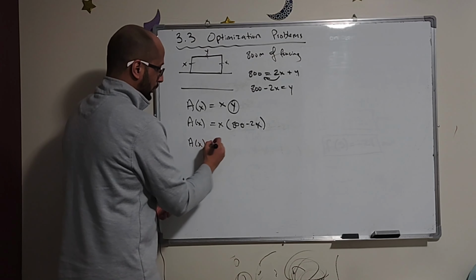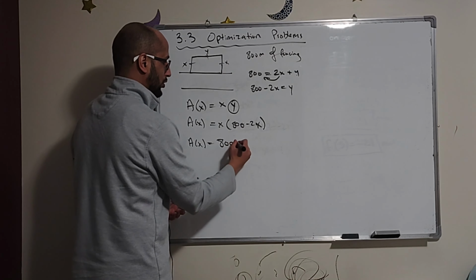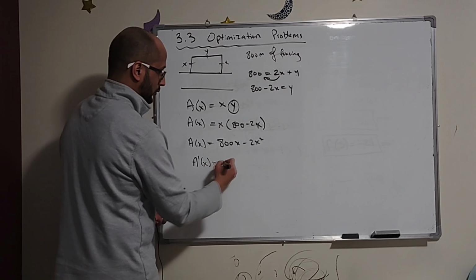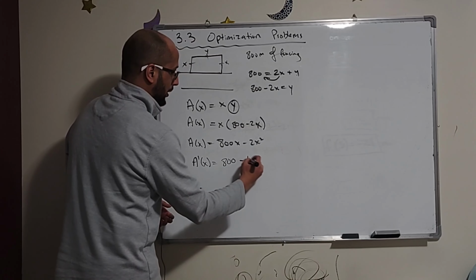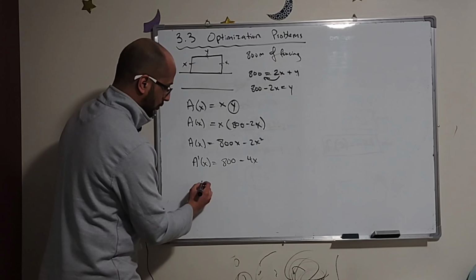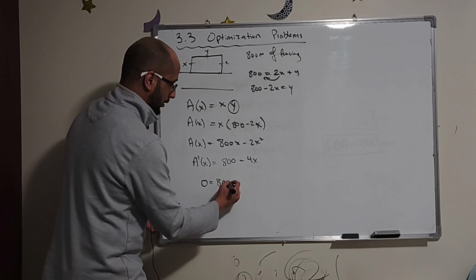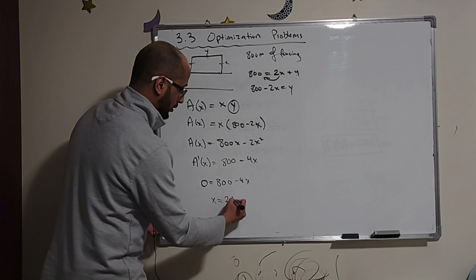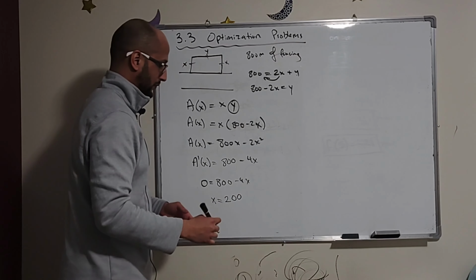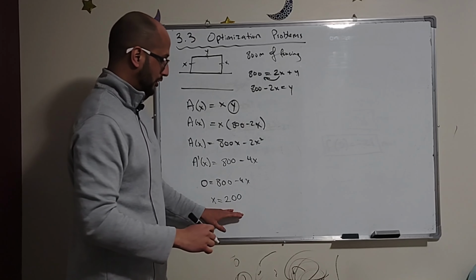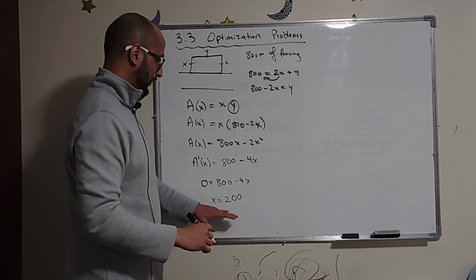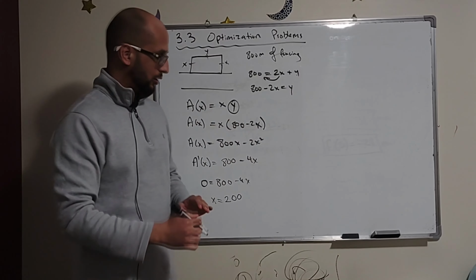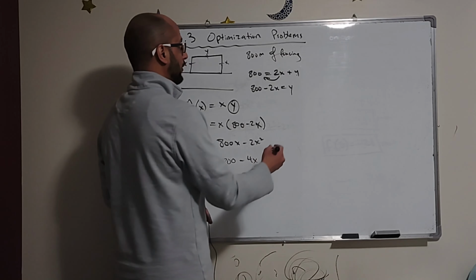In order to make this simpler, I'm going to expand this: 800x minus 2x squared. The derivative will be 800 minus 4x. I'm going to set the derivative equal to 0. 800 minus 4x equals 0, and I'll get that the x value is 200. So x equals 200 is 1 point here. Now if x is 200, we can determine what the y value will be, but we're going to do that later. The first thing we need to do is figure out what the extremes are.